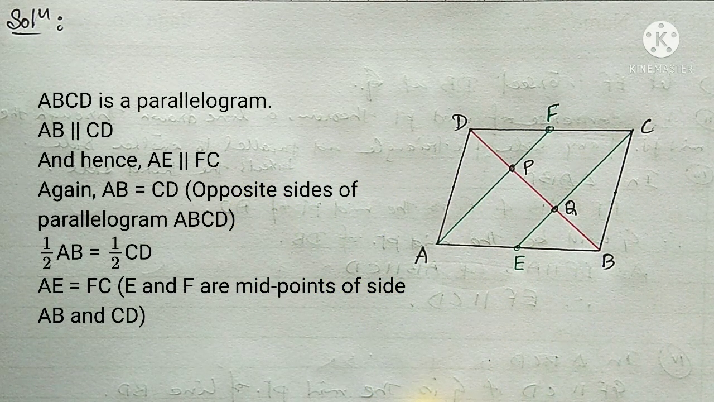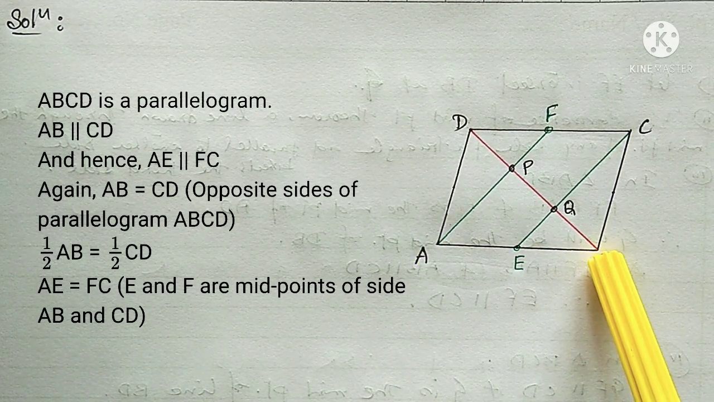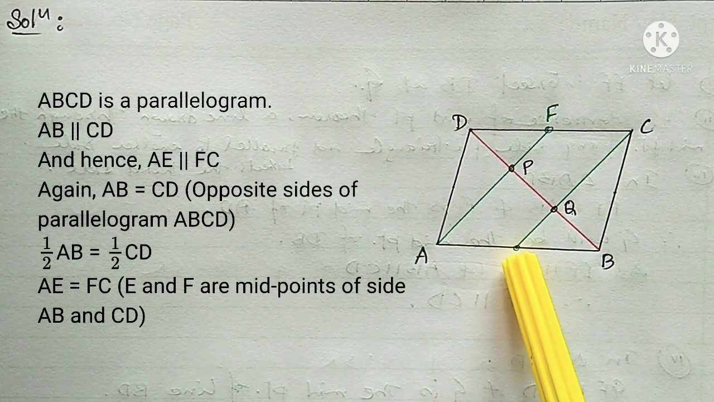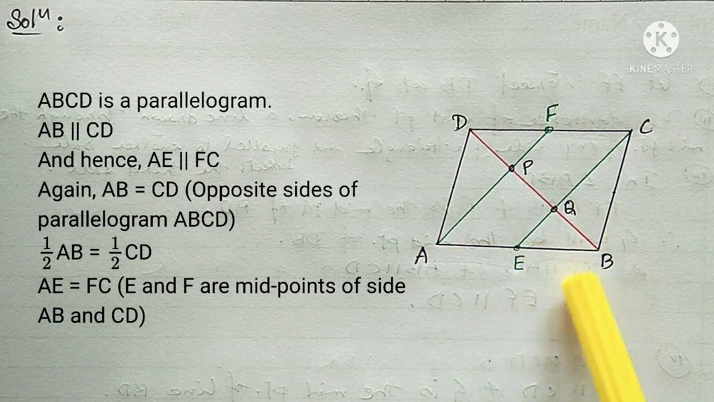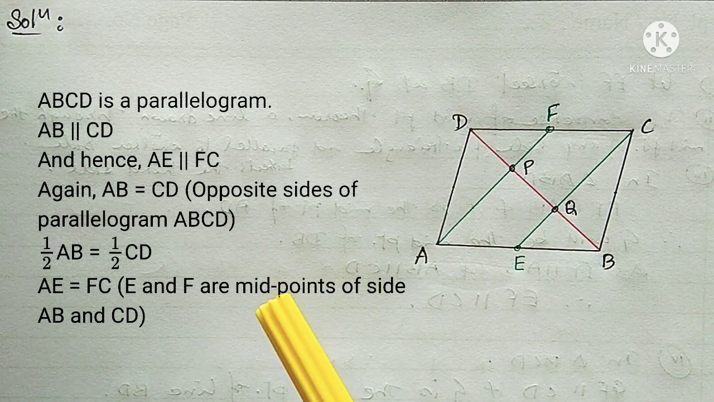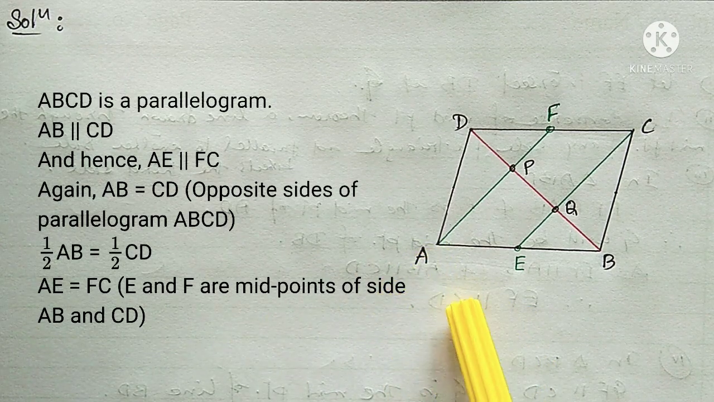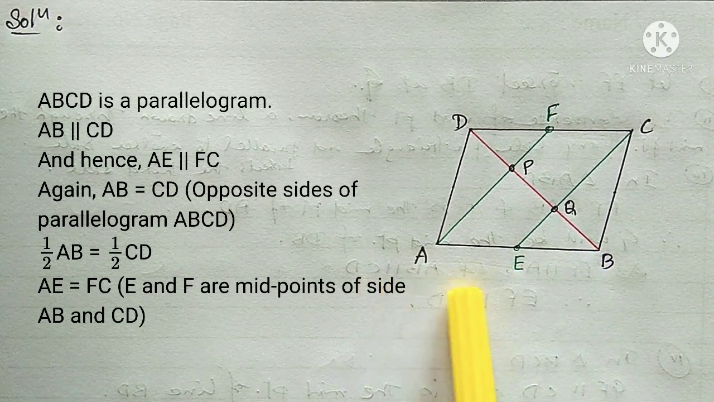Again, one more property we know. In case of a parallelogram, opposite sides are equal and parallel. So first we wrote parallel, now we write equal. So we write AB is equal to CD. And now E is the midpoint and F is the midpoint, so that means these 2 parts are equal. For that reason we have to multiply both sides by 1/2, half of AB. What is half of AB? Either we can write EB or we can write AE.